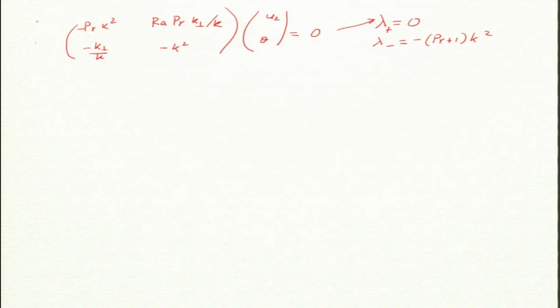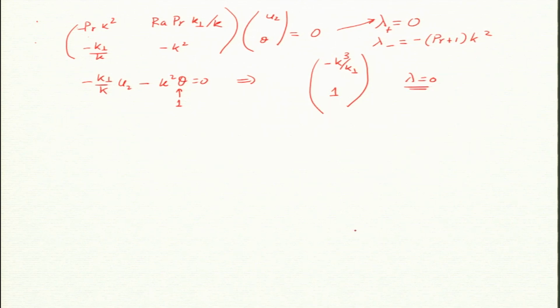So, let us work out the eigenvector for k perp by k. So, I am going to call this u2 minus k squared theta is 0. So, that gives me, I am going to make theta as 1. Okay. So, that gives me u2, which is k cube by k perp. So, my eigenvector is minus k cube by k perp, 1. So, this corresponds to lambda equal to 0.